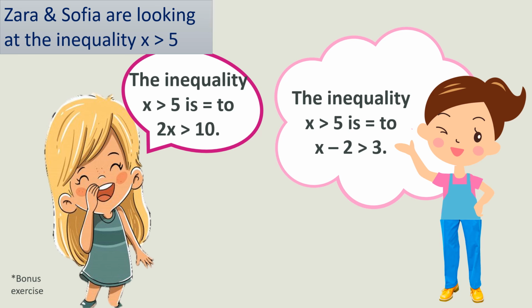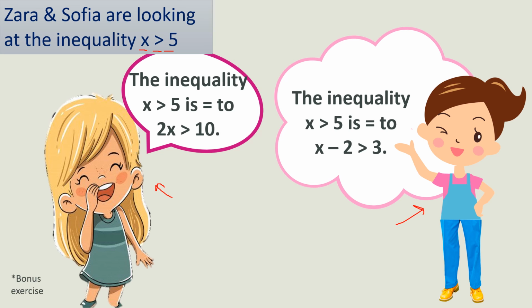And here is a bonus one for you. So Zara and Sophia are looking at the inequality x is greater than 5. So either of them might be wrong, or both of them might be correct. So it's either that both of them are correct or both of them are wrong.